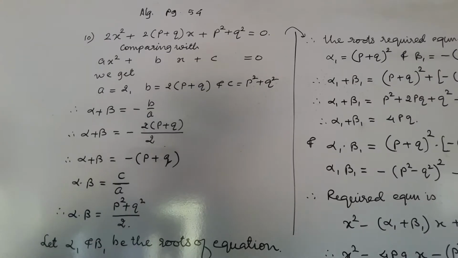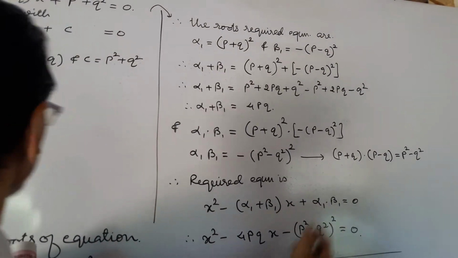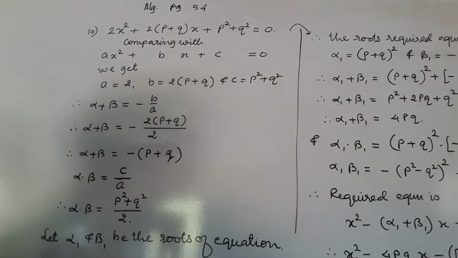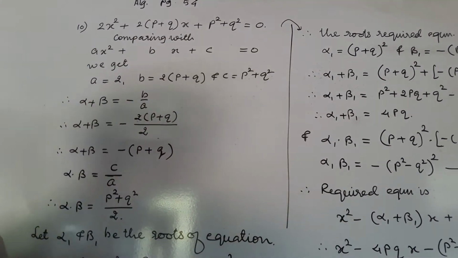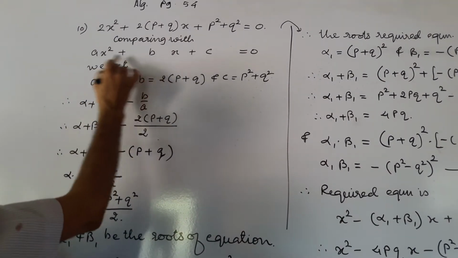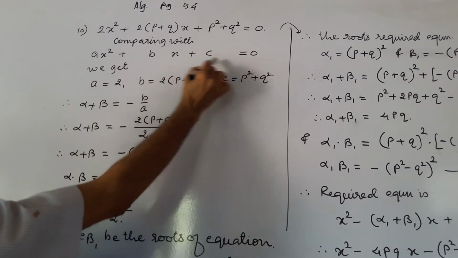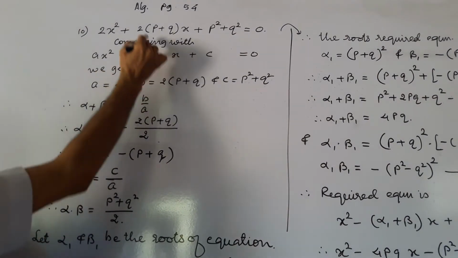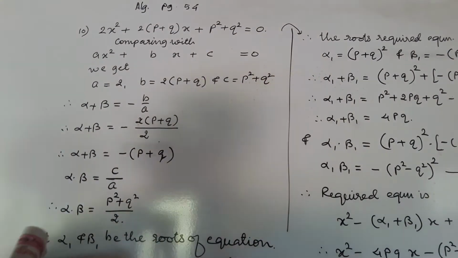And we have to find an equation such that its roots will be the square of the sum of the roots and square of the difference of the roots of this equation. Now let's again compare the equation as usual with the general equation. Our general equation is ax square plus bx plus c equal to 0. So we'll find that here a is equal to 2, b is equal to 2(p plus q), and c is equal to p square plus q square.